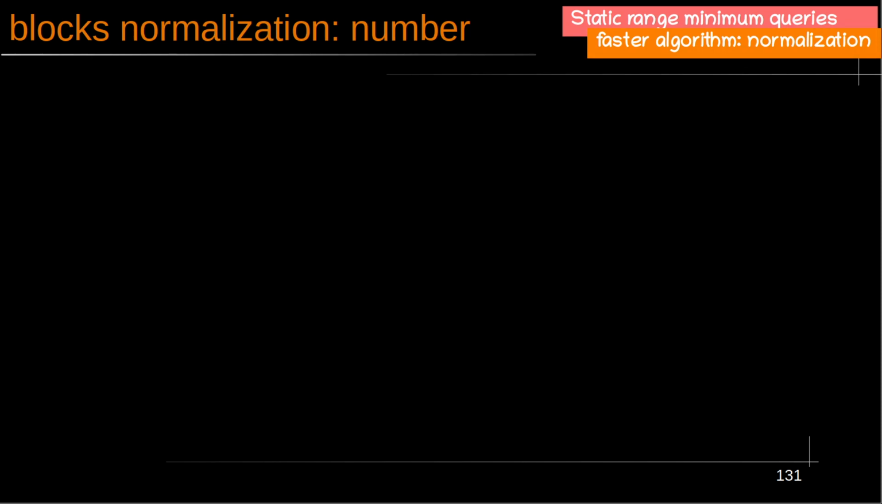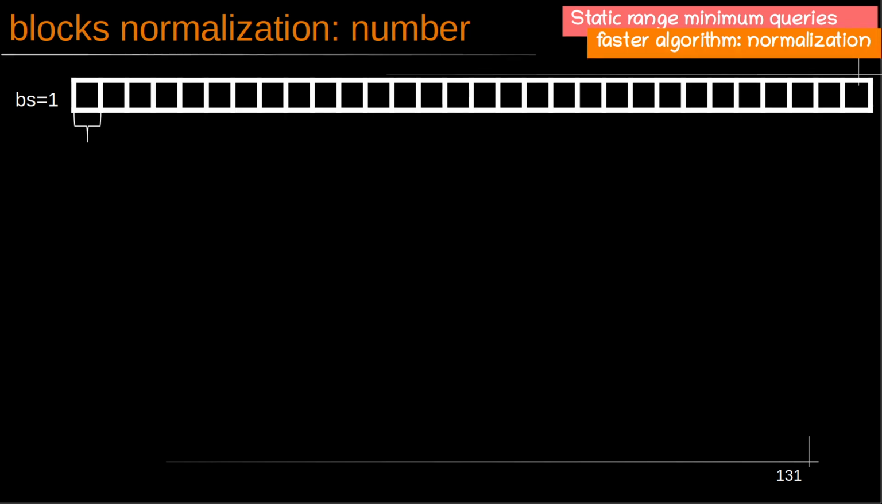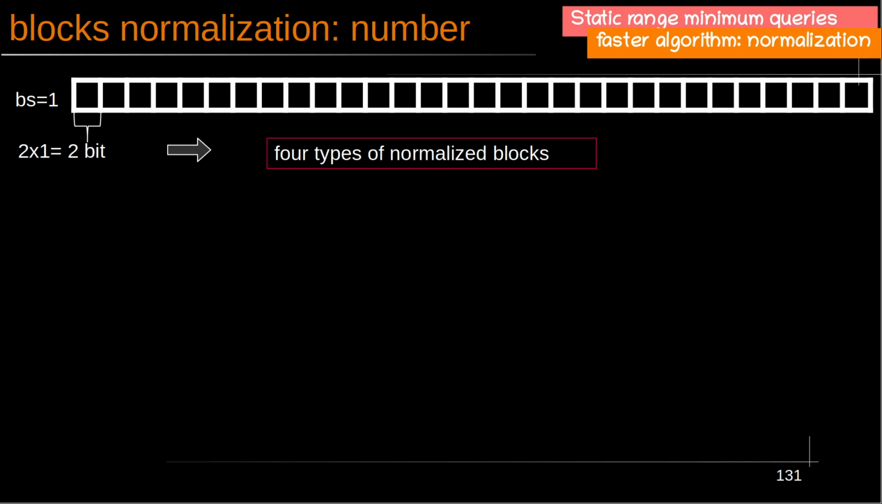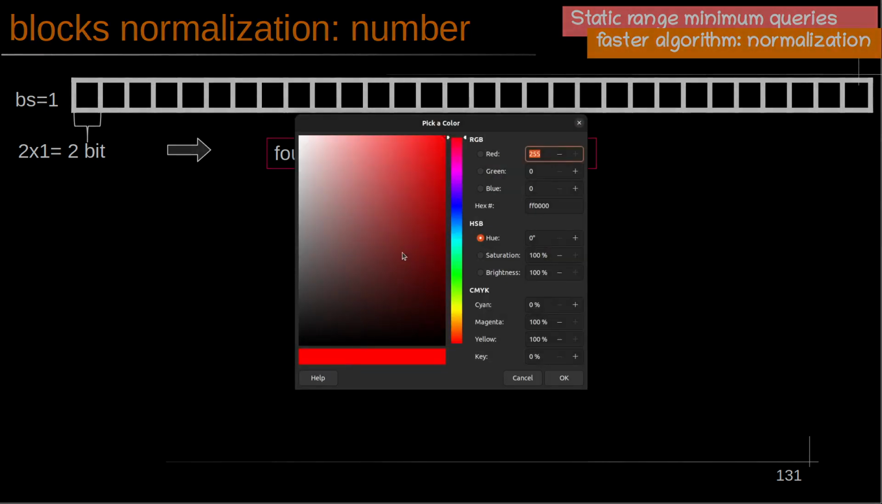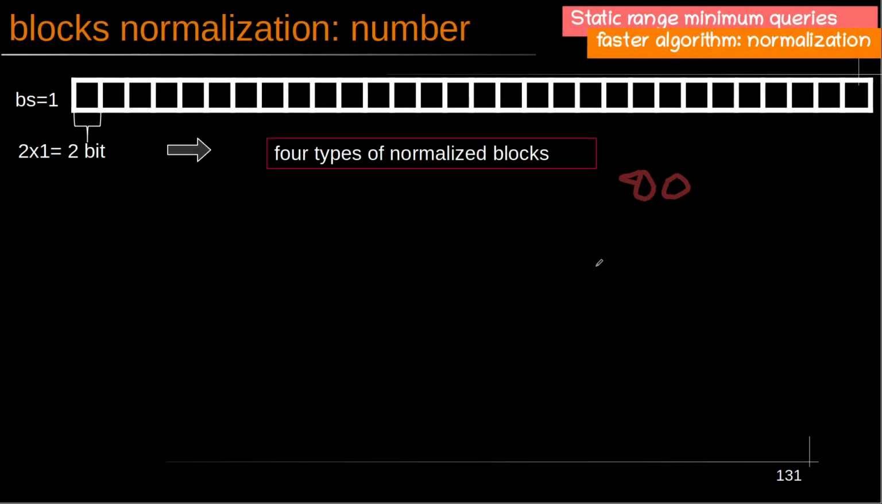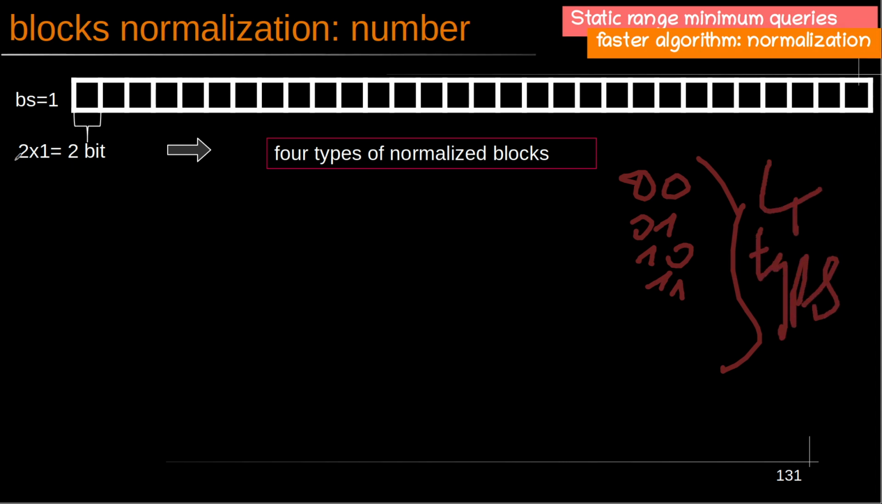Let's count the number of types. Let's suppose that the block size is equal to 1, so I can have 2 times 1 bits on the binary string, which is 4 types of normalized block. We can get 0 0, 0 1, 1 0, 1 1. If we have 2 bits, we can get a block of type 0 0, 0 1, 1 0, or 1 1. So at the end, in the worst case, I can have 4 types if I have blocks of size 1, which means 2 bits.